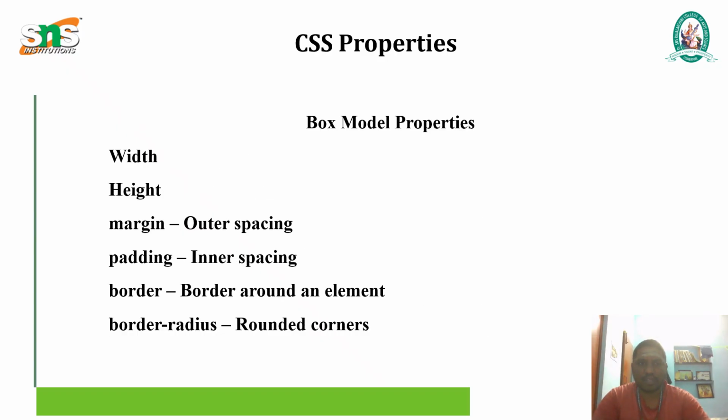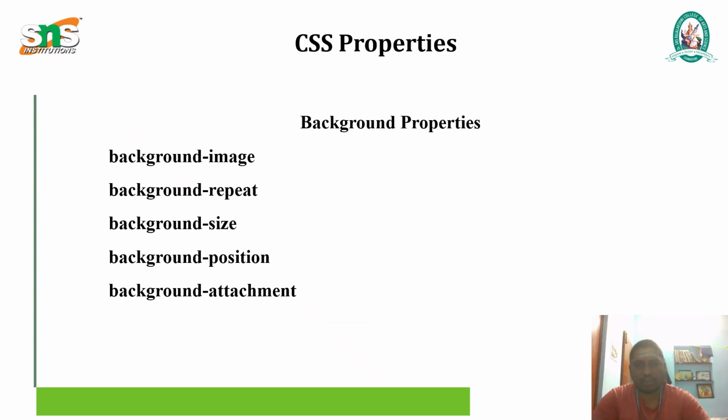Next are the box model properties. With box model properties we create boxes, for example a money sending box or a square box. The box model has width, height, margin for outer spacing, padding for inner spacing, border around an element, and border radius to round the corners. Next is background image. I have set the background properties, then background repeat, background size, background position, and background attachment.